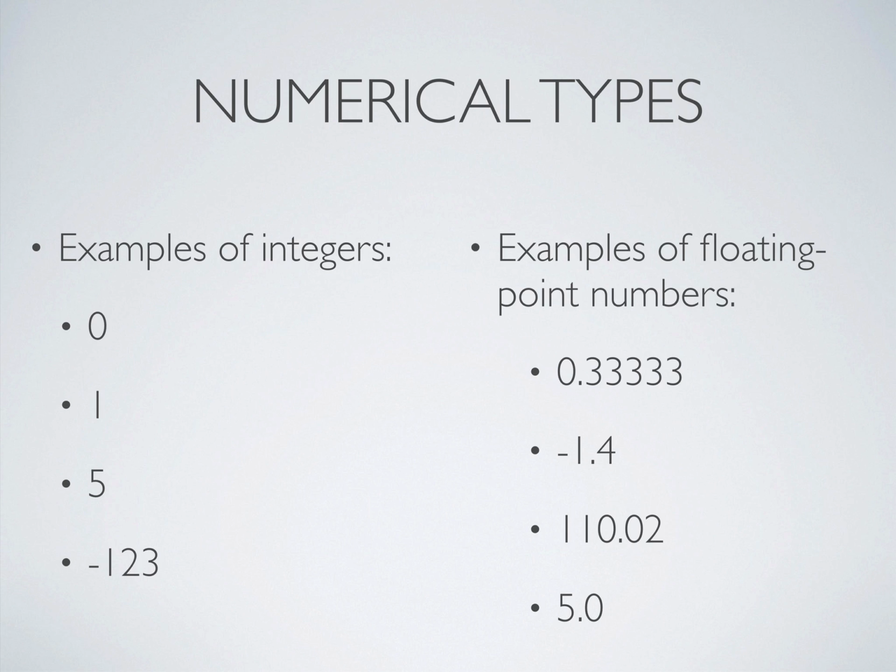So 0.3333, negative 1.4. I think the most interesting thing is that a number like 5.0 is still considered a floating point number. So even though the decimal point value is 0.0, it is still a floating point number. So as long as there's any decimal point with a number after it, then it's a floating point number. So that's all Python cares about, is whether or not there are numbers after that decimal point, even if they're 0. So again, 5.0, not an integer, it is a floating point number in Python.